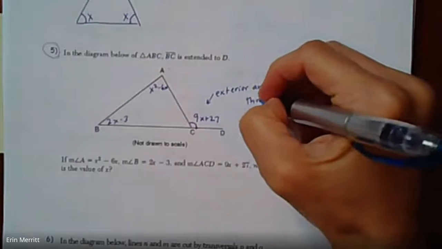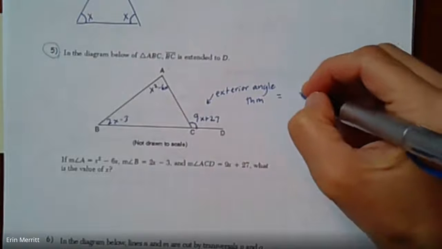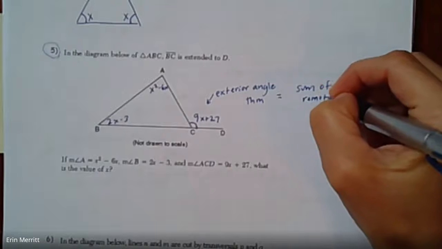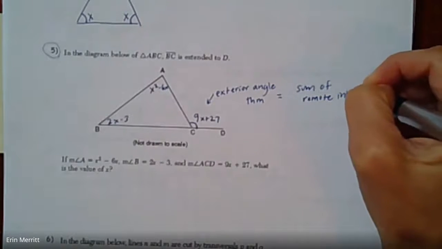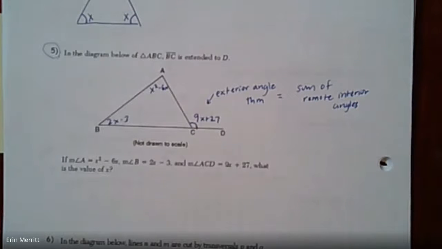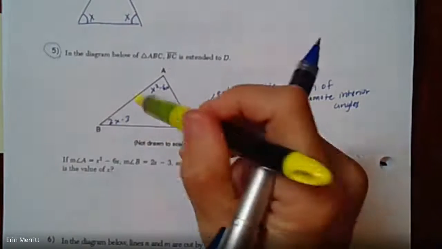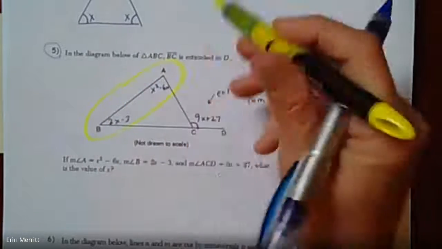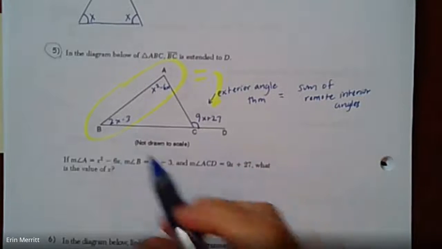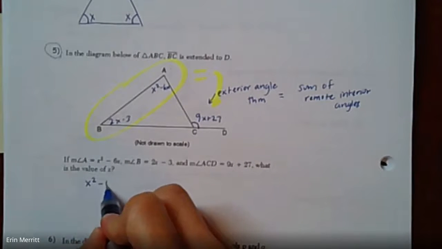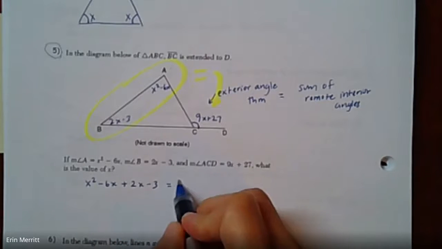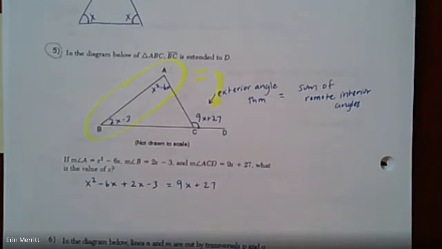So the exterior angle theorem is that the exterior angle is equal to the sum of the remote interior angles, which are the two that are not adjacent to the exterior angle. So what that means is if we take the sum of these two angles here, it should be equal to that guy. So let's set that equation up. So it should be x squared minus 6x plus 2x minus 3 equals 9x plus 27.